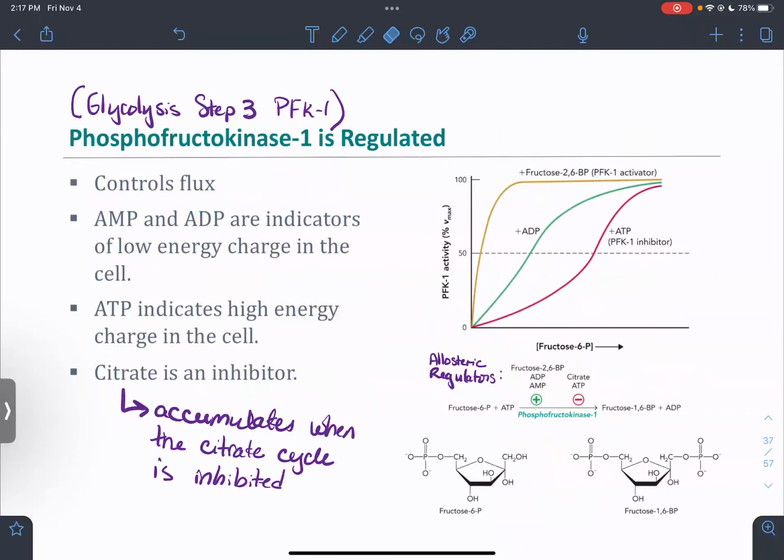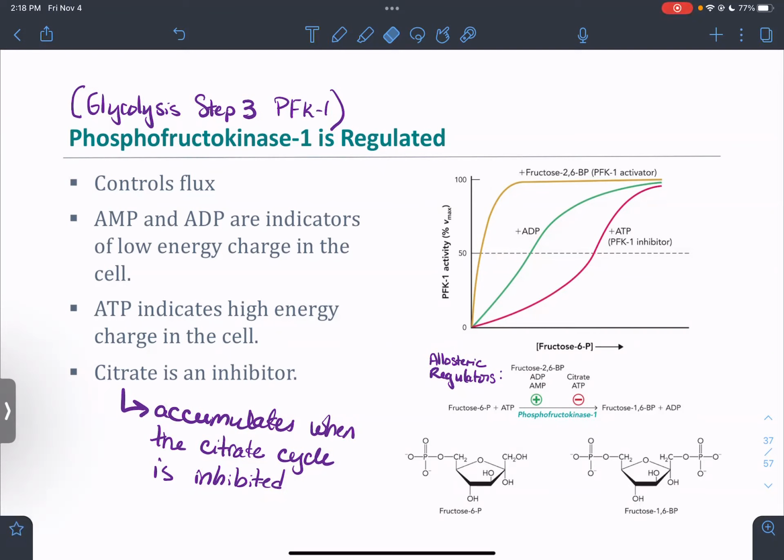So if we look at some of these regulatory steps, in glycolysis that's phosphofructokinase 1, and that's how that one is regulated. We talked about the energy charge of the cell, ATP, AMP, and ADP being regulators of PFK1. These are all what we call allosteric regulators. They bind to the enzyme, and they induce a conformational change in the protein.